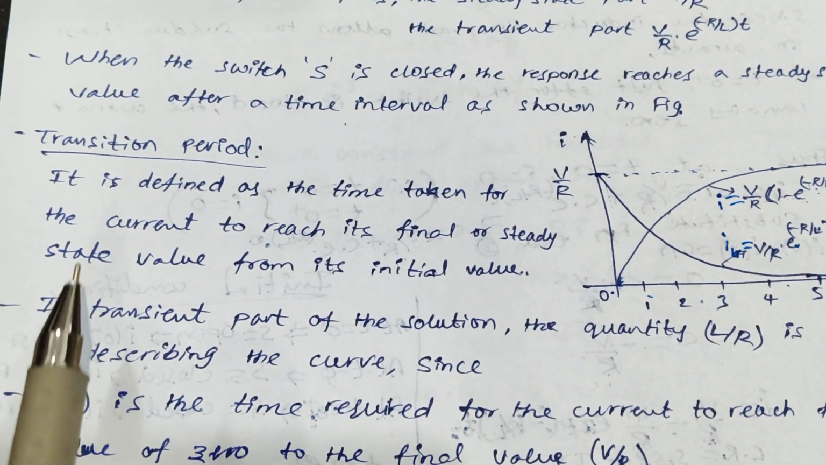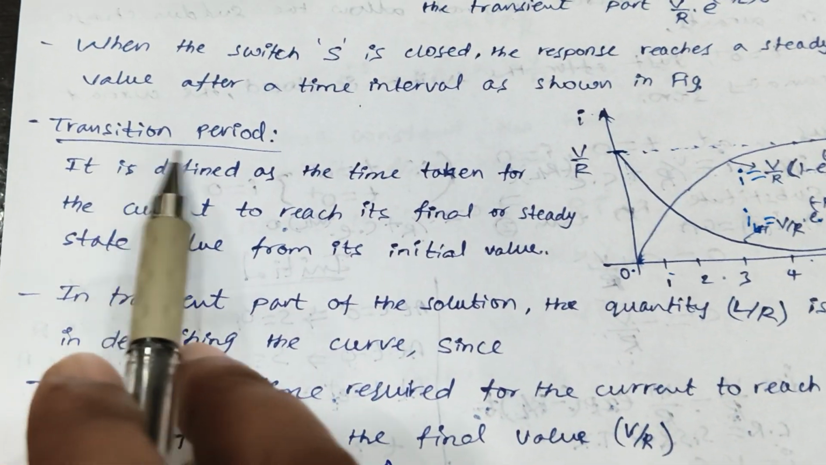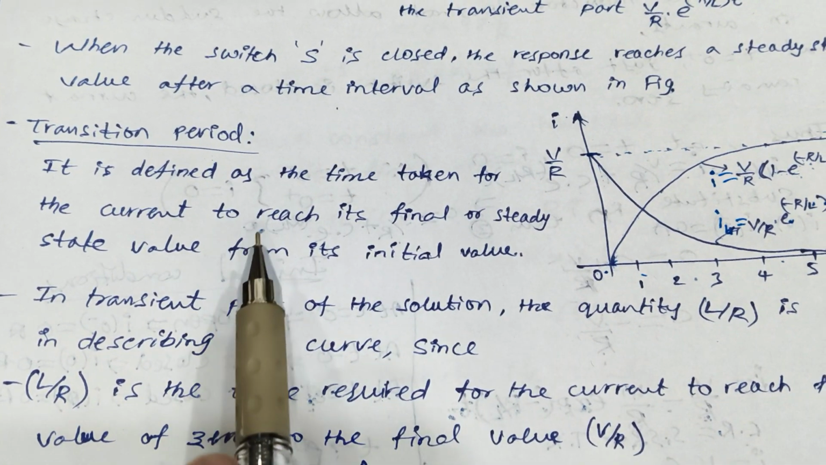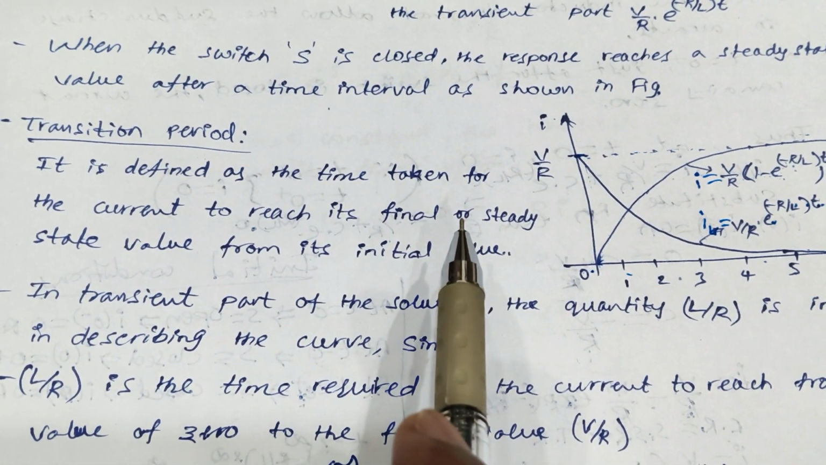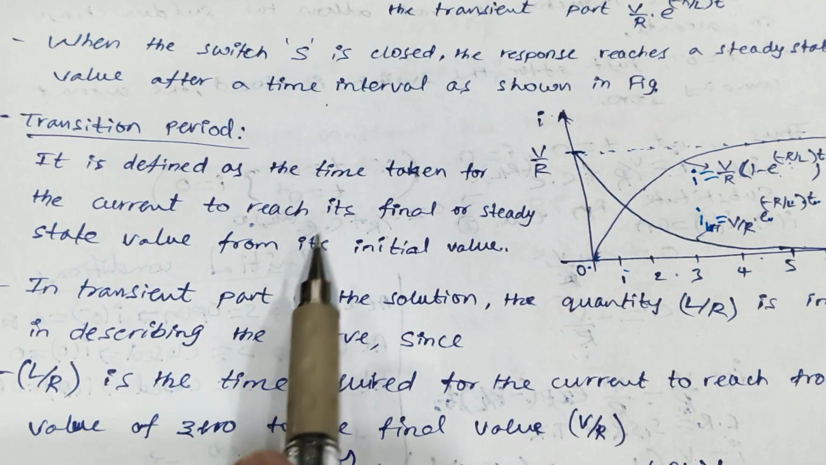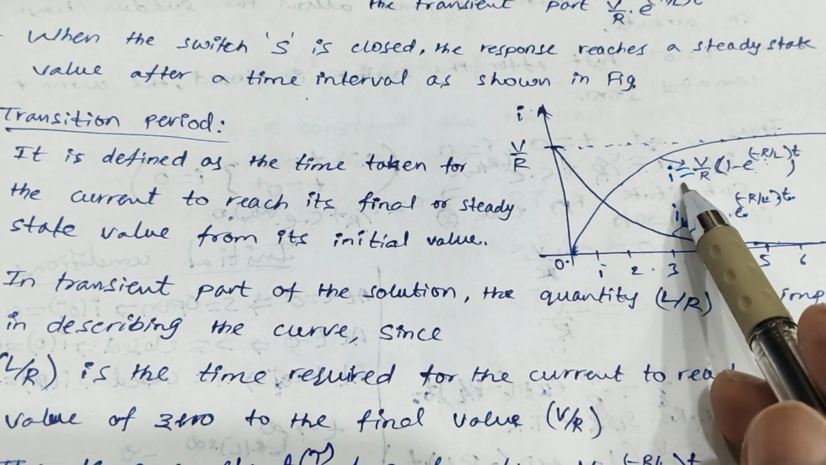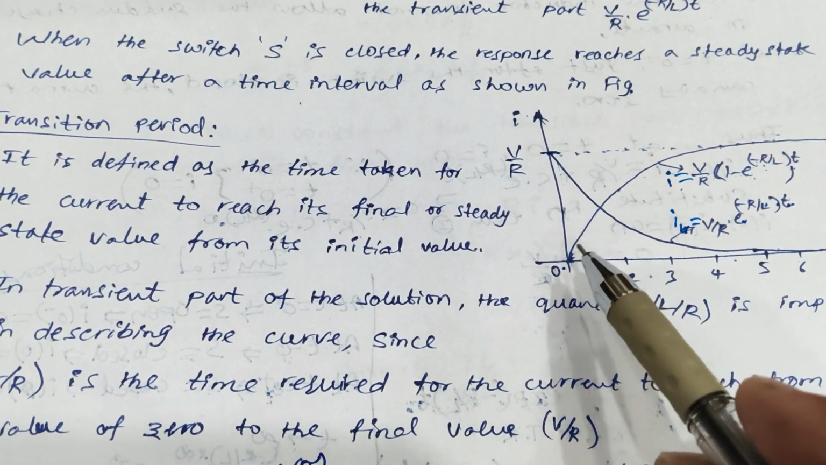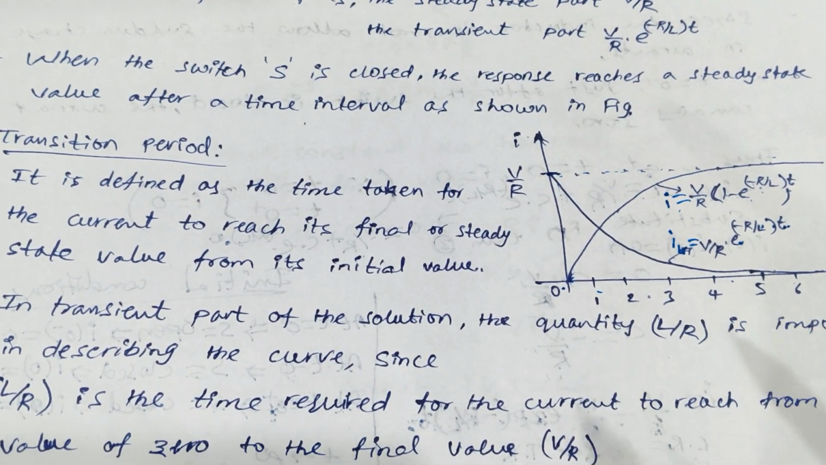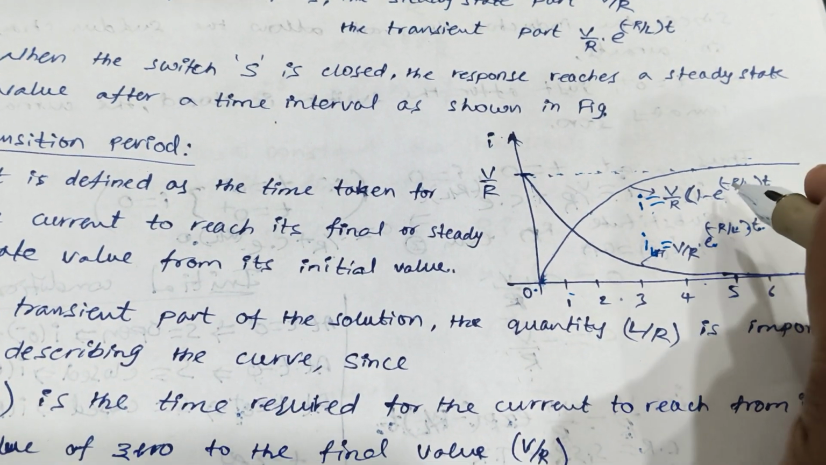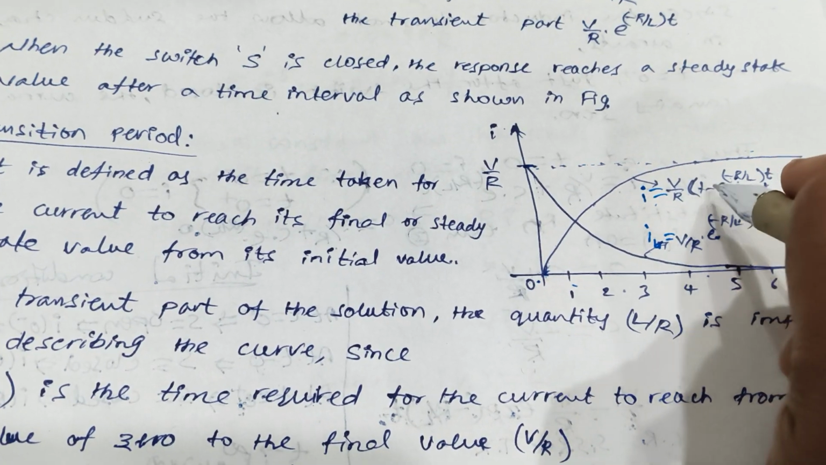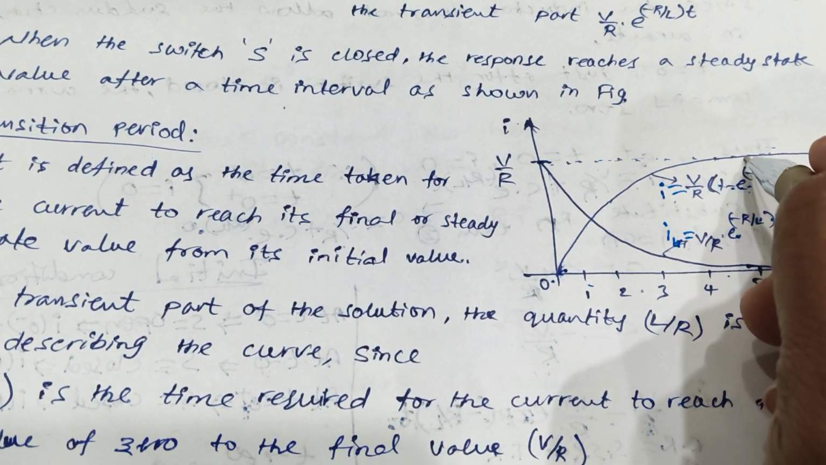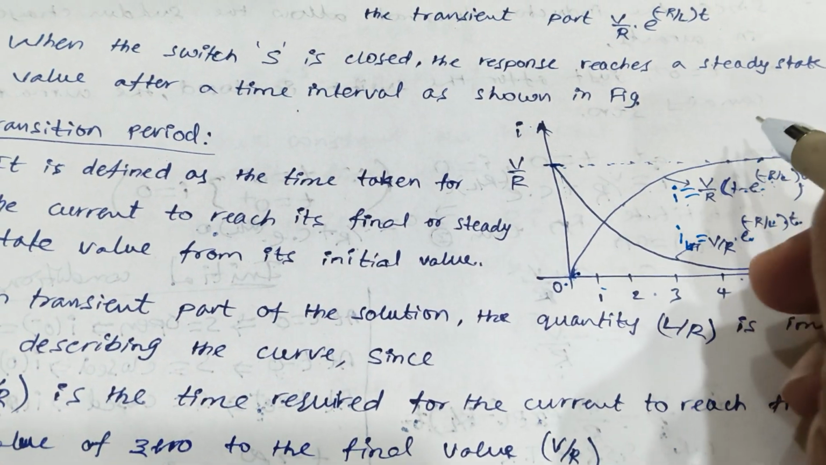So here we'll define the transition period. What does the transition period mean? It is defined as the time taken for the current to reach its final value or steady state value from its initial value. What is the current's initial value? The initial value is 0. When time t is equal to 0, we can find the initial value. When t is 0, the second part e power 0 is 1, 1 minus 1 is equal to 0. When time tends to infinity, that is the final value, which is equal to V by R.